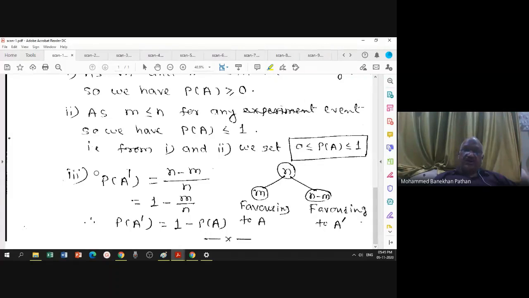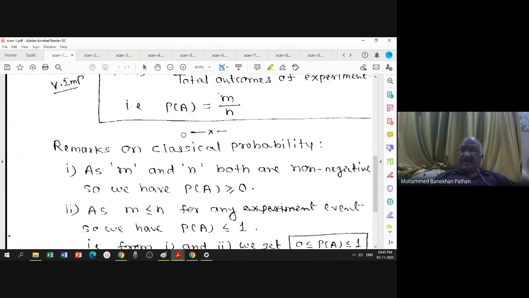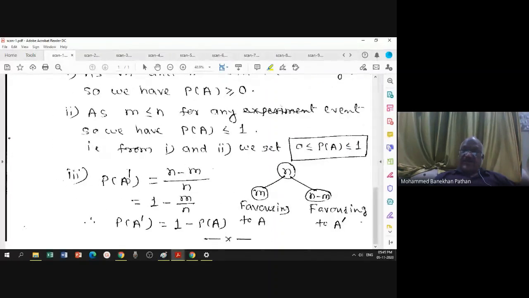Let us go for third remark, probability of A dash. I told in your first chapter, A dash is a complement. If I want to write probability of complement with the help of this concept, m is favorable to A. Similarly, I have to write probability of A dash. How many favorable to A dash? Look the tree diagram.